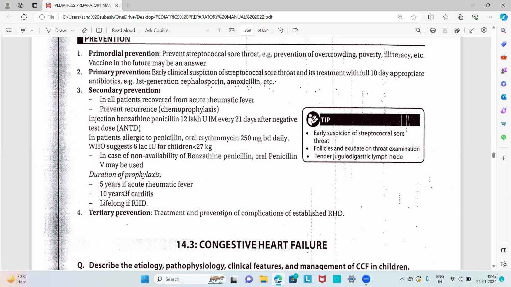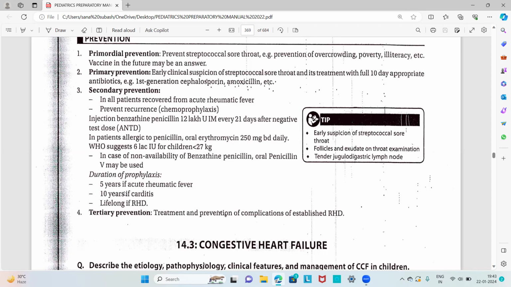The duration of prophylaxis: for a patient without proven carditis, the prophylaxis is for 5 years after the last episode or until 18 years of age. For a patient with carditis, prophylaxis for 10 years or until 25 years of age. And for established rheumatic heart disease following valve surgery or balloon valvotomy, we have to give lifelong prophylaxis. That is the duration of the prophylaxis.